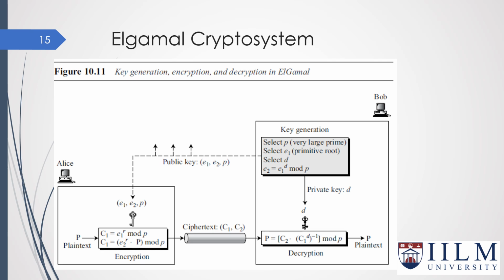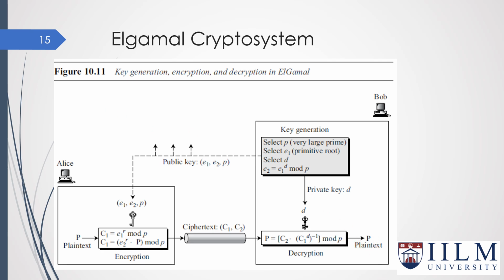There are two ciphertexts. The first one from the plaintext is C1 equal to E1 to the power R mod P, then C2 equal to P dot E2 to the power R mod P. Then E1, E2 and P will create another key, and that key would be generated on Bob's side by using a very large prime number, and E1 should be selected as a primitive root. So E2 equals E1 to the power D mod P. The ciphertexts C1, C2 are transferred to Bob, and at Bob's end, Bob gets the plaintext by the formula C2 times C1 to the power D inverse mod P. So this is the formula for getting the plaintext.